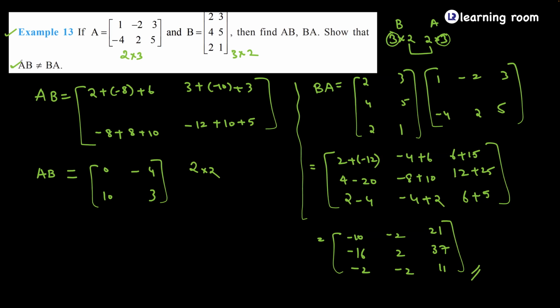Are you able to understand? In some of the problems, sometimes if AB is possible, it is not necessary that BA is also possible. Sometimes it will not be feasible. The reverse operation will not be feasible. That is why we say matrix multiplication is not commutative. So that is one of the properties of it. I hope you could understand, no? Is it clear?